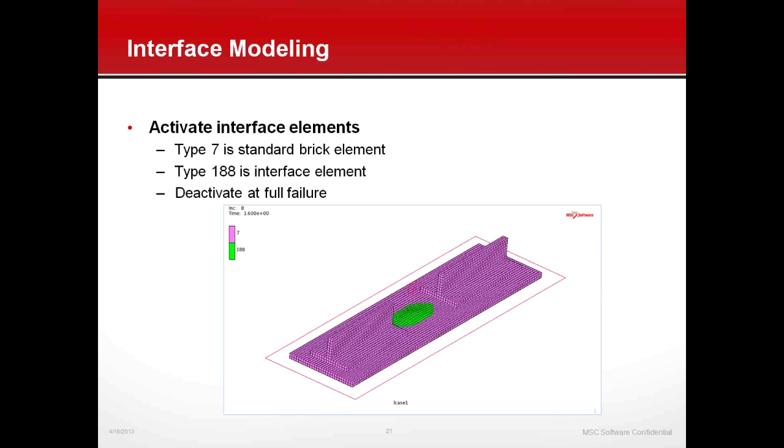Next, if we activate interface elements, this movie illustrates that. You start out with element type 7, the pink one, which is the standard brick element in Marc. When we get failure after a few increments, it inserts element 188, which is the corresponding interface element. And we see here in the middle, they disappear, and that's why I added a feature to deactivate the interface element when it has reached full failure, when it's completely failed. So it doesn't contribute to the analysis, so we just take it out.